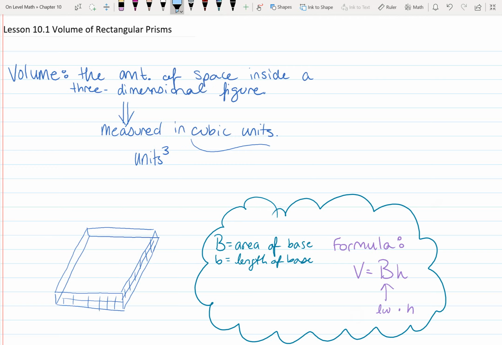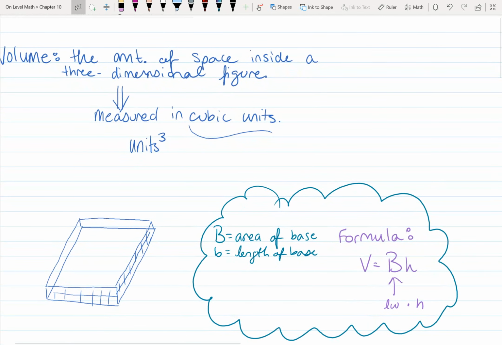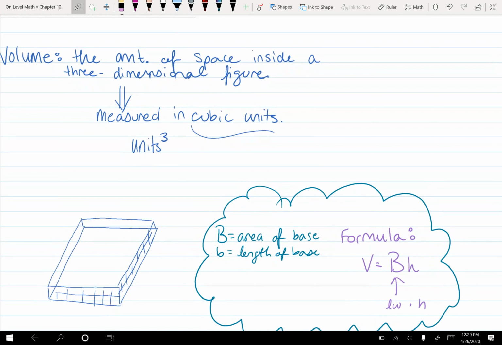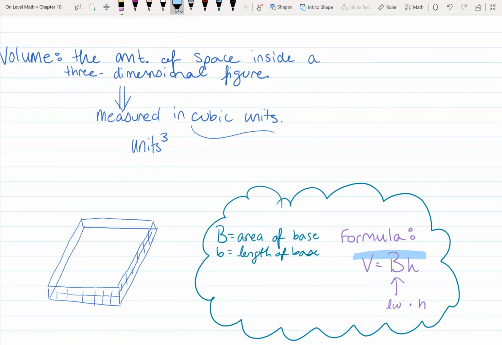So our formula for volume of a 3-dimensional figure is V equals capital B times H. This is our baseline formula. This is the formula we will write down before we start any volume of a prism. Any prism. This is our formula.